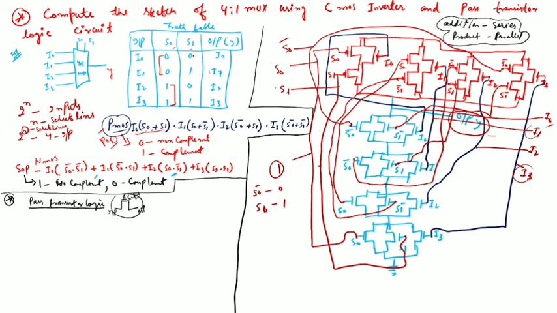It has four conditions: 0 1 0 1. So according to these select lines, the output will be selected from these inputs. We always give from right to left while making this circuit of a 4:1 multiplexer, or any multiplexer, using transmission gates.